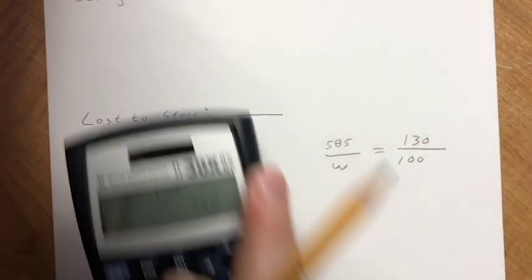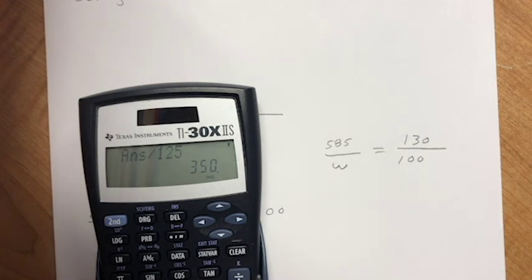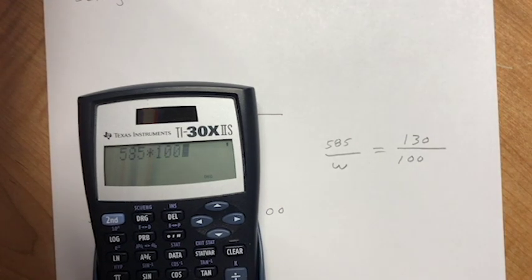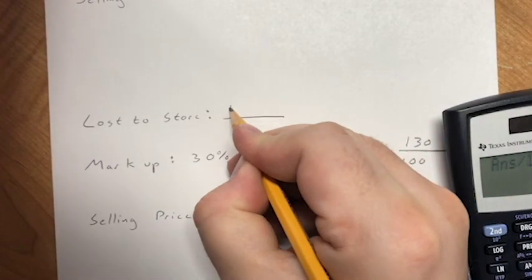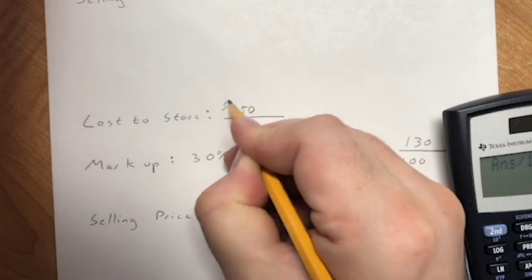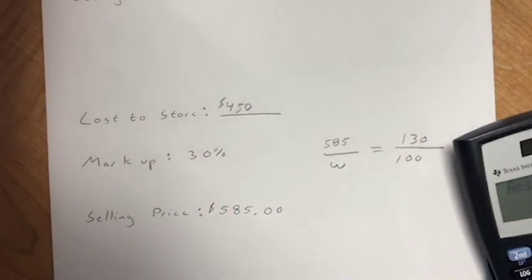Now that we have that, it's just a matter of cross multiplying and dividing again. 585 times 100 equals, divide by the 130. And we find out that the store bought an item for $450, but with their 30% markup, they're charging us $585.00. All right, so hopefully that kind of helps you out a little bit.